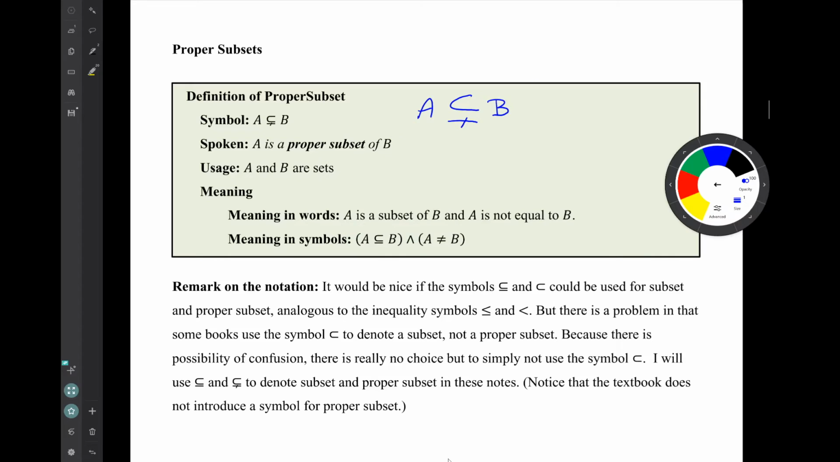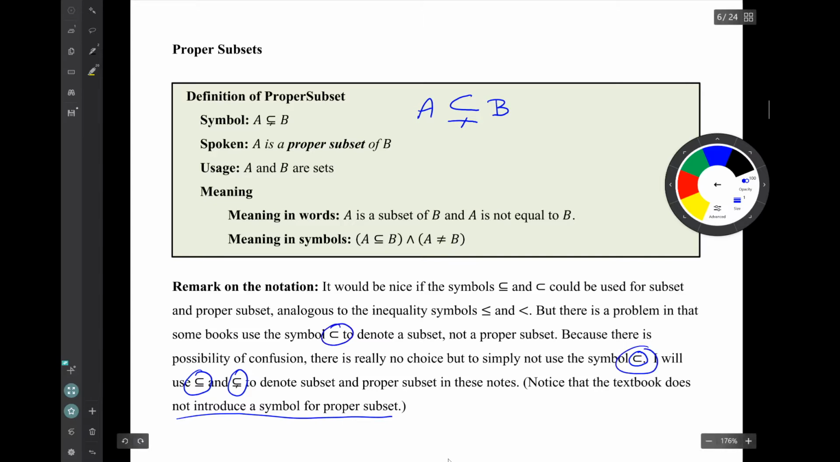Now I want to talk about notation. It would be really natural to use this symbol for subset and this symbol for proper subset, analogous to the inequality symbols, less than or equal to and strictly less than. But there's a problem with that in that some books use this symbol to denote a subset, not a proper subset. So since there's a possibility of confusion, we really don't have any choice. We have to just not use that symbol. So I'm going to use this symbol for subset and this symbol for proper subset in these notes. You'll notice that in the book, they don't even have a symbol for proper subset. So the book acknowledges the problem with this as a possible symbol. They acknowledge that basically by ignoring it and just not mentioning it.